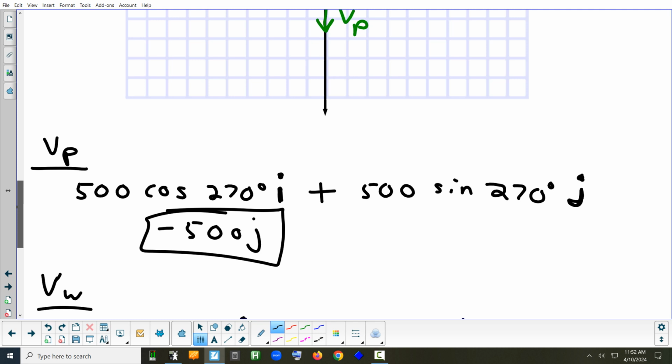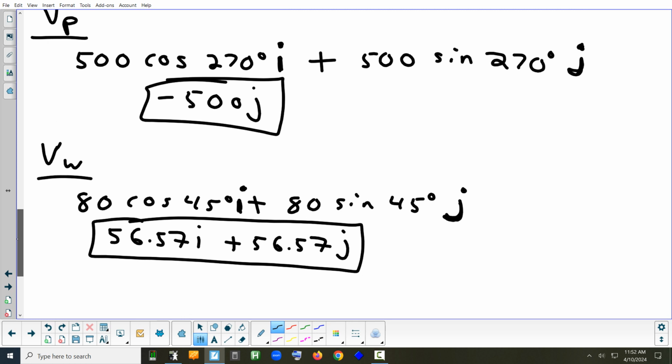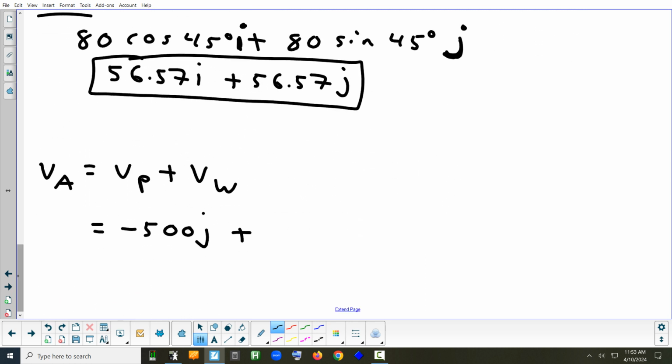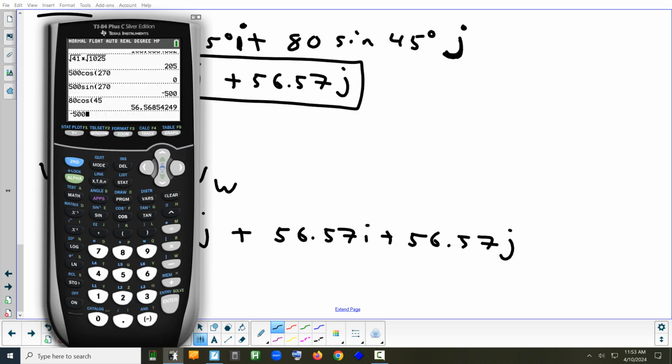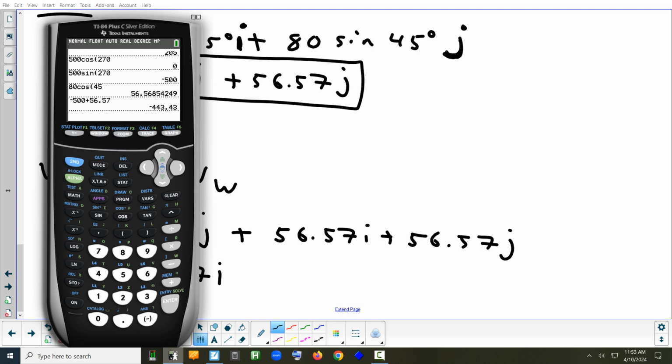Okay. Vector for the plane, negative 500j. Vector for the wind, 56.57i plus 56.57j. Okay. And then what could I do there? Yeah, combine like terms. So we have negative 500, and we're going to add 56.57. So that gives me a new velocity vector of 56.57i. There's nothing to combine with the i, so that's going to stay the same. But for j, I get negative 443.43.